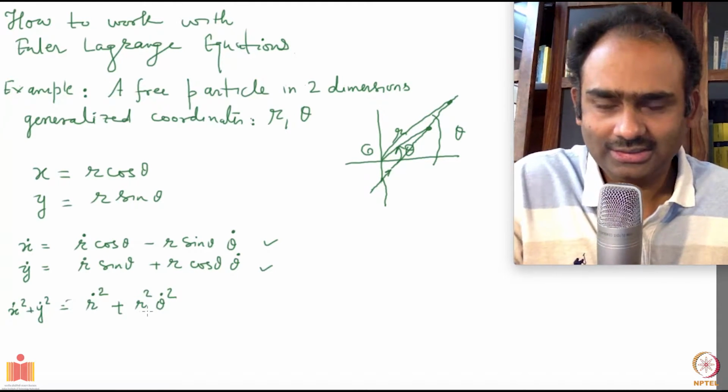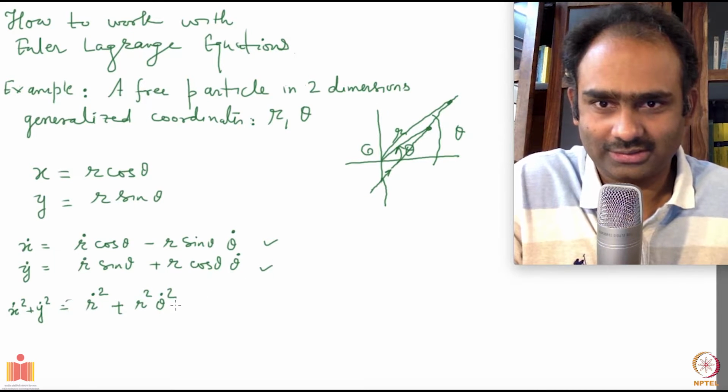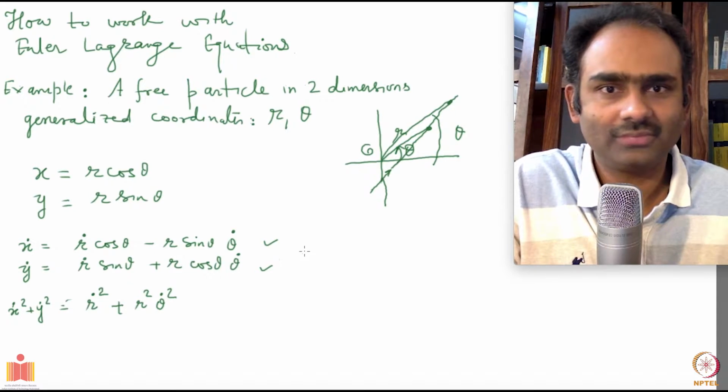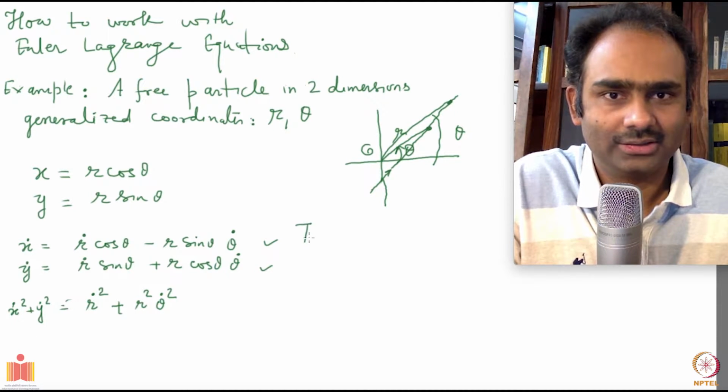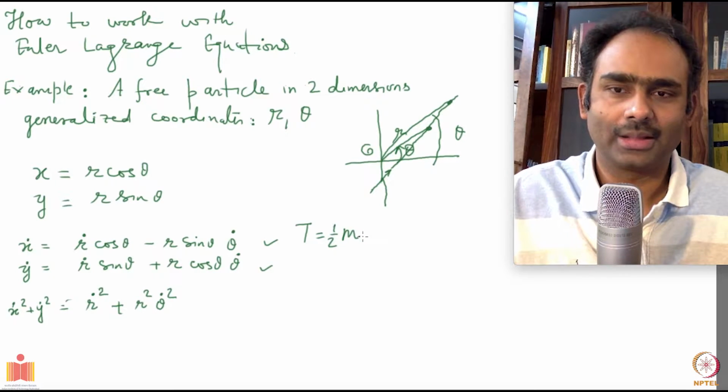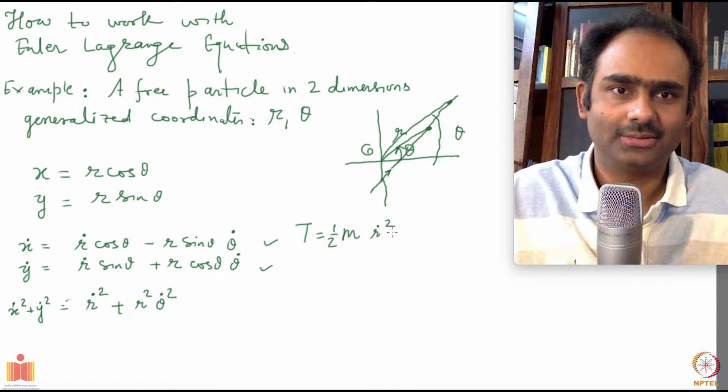So it's clear that this answer is correct, and your kinetic energy T, let me write it down here. The kinetic energy T is half m times r dot squared plus r squared theta dot squared.